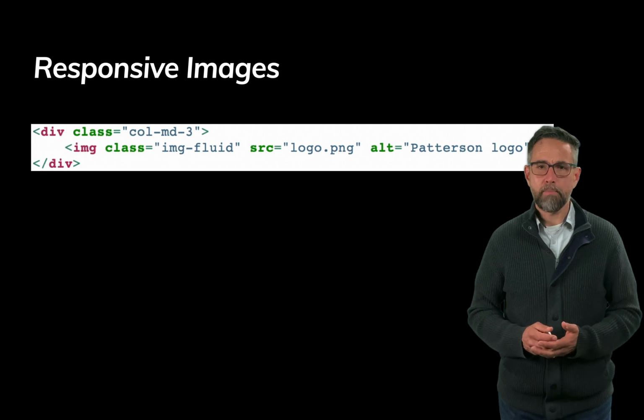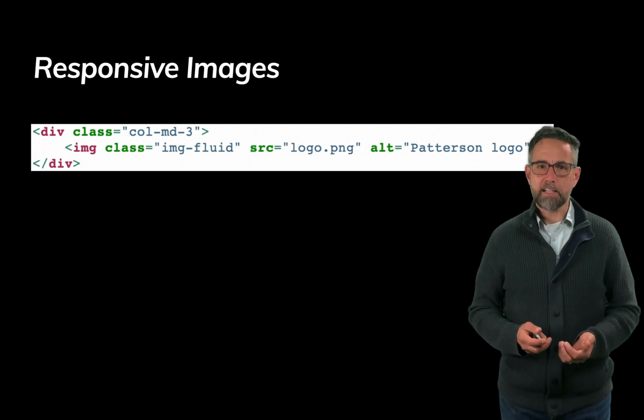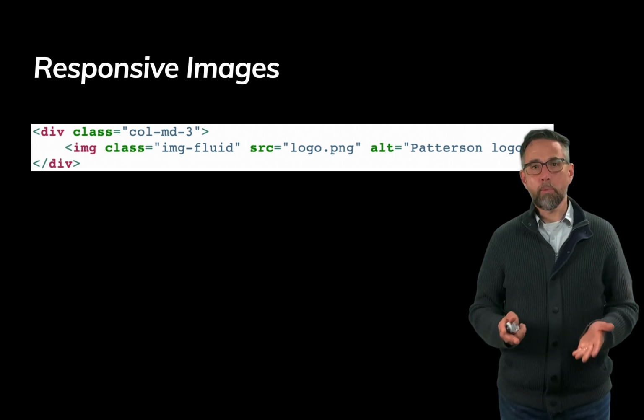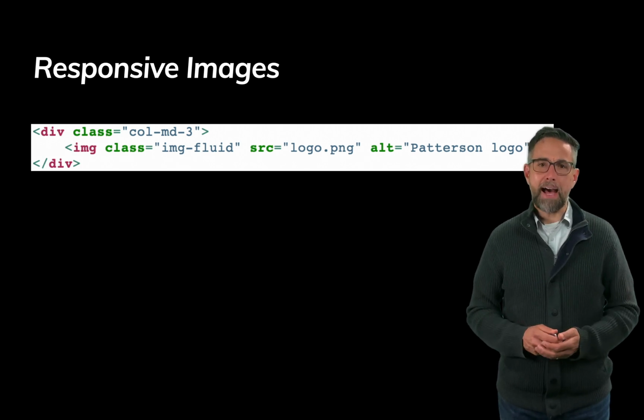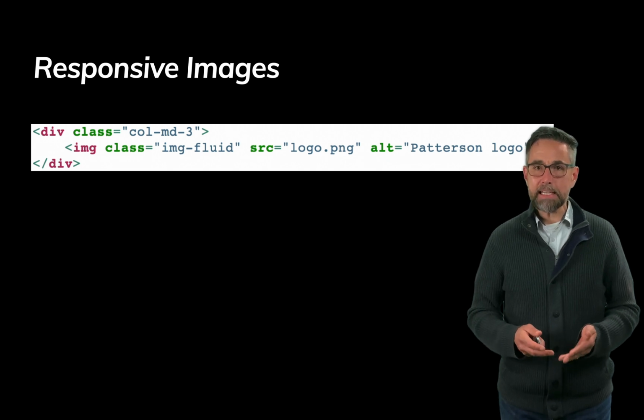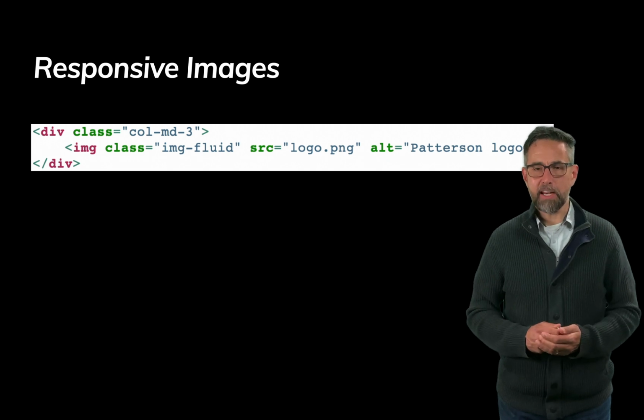And you had to do a lot of workarounds to make sure that your images were being presented in ways that were legible. The way that you do this within the context of Bootstrap is, in addition to the normal HTML for an image, IMG, you include the class image-fluid. And what this is going to do is instruct the styling of that image to change its size based on the container that it's within.